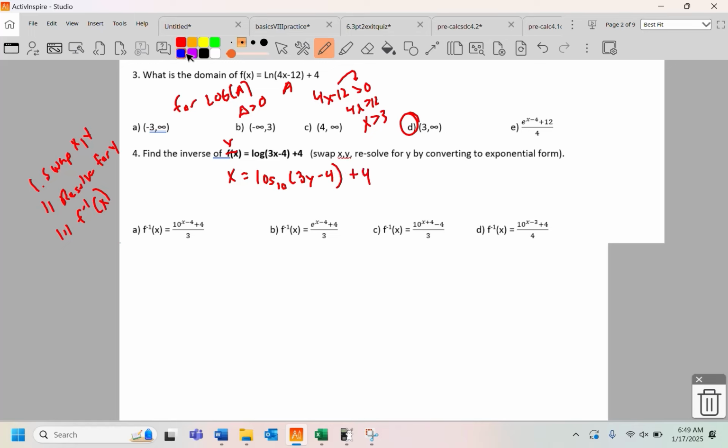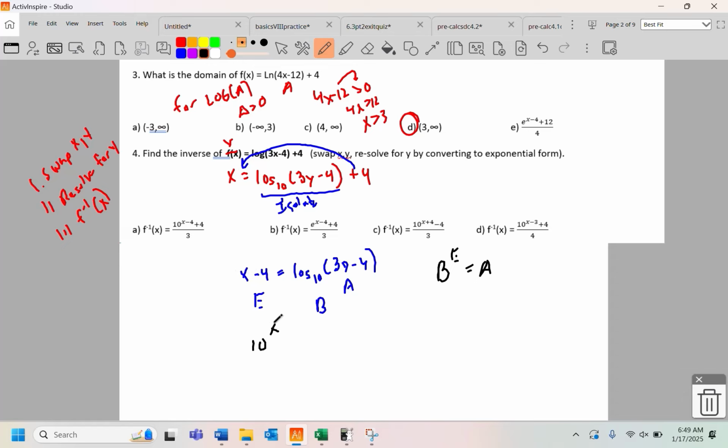And now we're going to do the easy things first. We need to get this guy all by itself. You have to isolate, so we're going to take away 4. x minus 4 equals a log whose base is 10 and argument is 3y minus 4. And now we're going to do our conversion. We have a base, we have an argument with an a, which means this has to be e. And we're thinking about this, b to the e equals a. So the base is 10. e is labeled as x minus 4 and has to equal 3y minus 4.